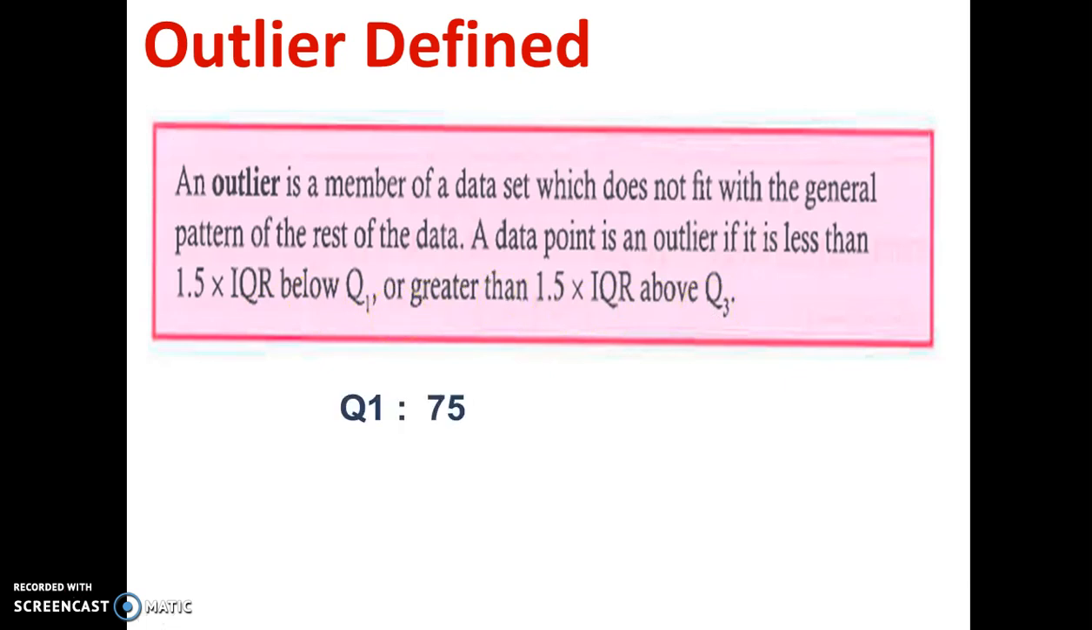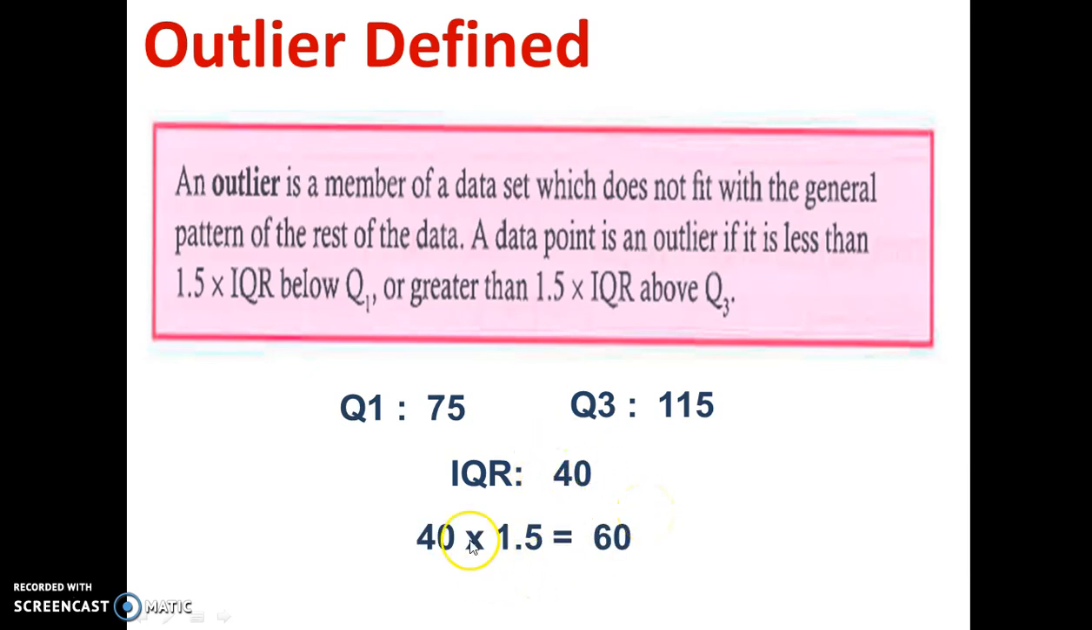Let's look at that with some numbers. So if you have a little space on your paper, add this. Let's say we had data and the Q1 was 75, and the Q3, third quartile, was 115. So what's the IQR here? The difference between those two is 40. So that's your IQR. That you already know how to do. Now to find an outlier, we take the IQR value and we multiply by 1.5. It's always 1.5. 40 times 1.5 is 60.